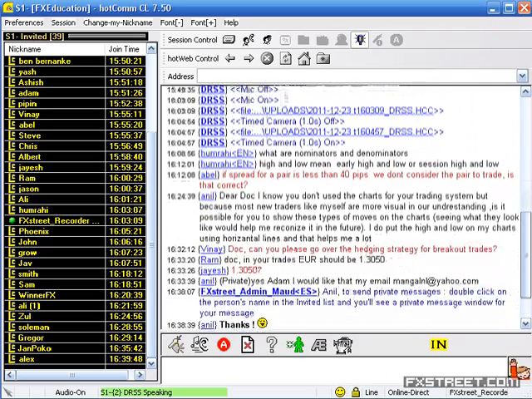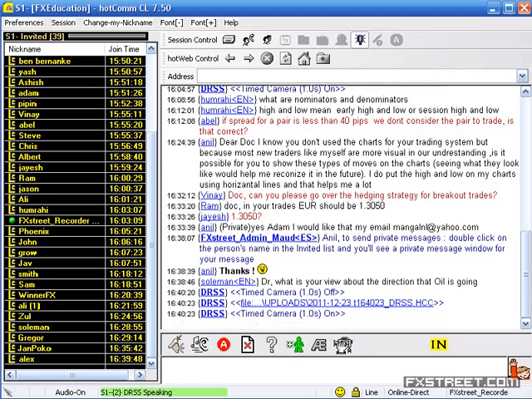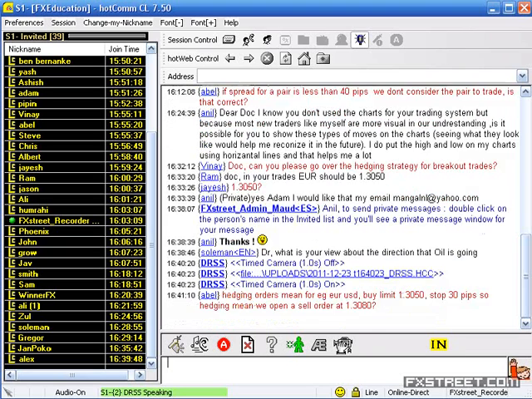Then, if the spread for the pair is less than 40 pips, we don't consider the pair to trade. Yes, you are right. If it is less than 40, you can take a position, but you will not end up making any profit with the position. After waiting for about 24 hours, you may make about 10 pips. Is it a good trade? So that you can decide by looking at the spread simply.